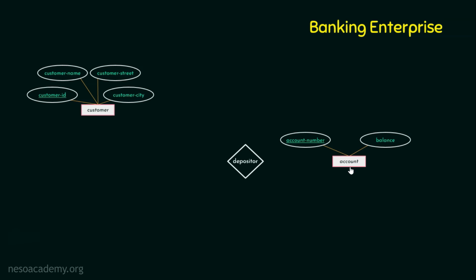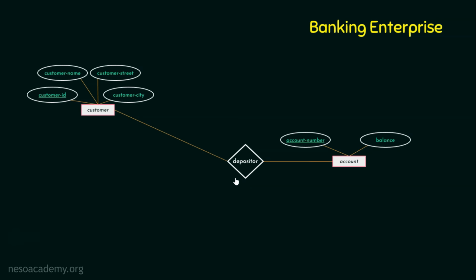How is this customer entity related with account entity? Obviously, deposit. Because he is not borrowing. Customer has an account in the bank, so obviously, depositor relationship. So customer is the depositor with this account. Since this relationship depositor is between two strong entities, obviously this is a strong relationship.